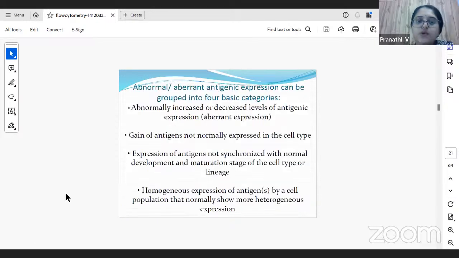So what is it that you're going to see? Abnormal or aberrant antigenic expression can be grouped into four basic categories. So what is it? Aberrant expression. Gain of antigens not normally expressed in the cell type can be seen. Expression of antigens that are not synchronized with normal development or maturation of the cell type can also be seen, and homogeneous expression of antigens by a cell population can also be seen.